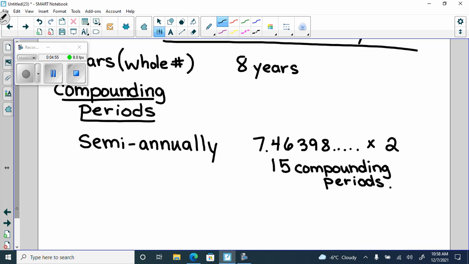What if I say compounds monthly? What would be the difference? I would take 7.46398 and multiply it by how many per year? 12. So type that in. Everyone's typing it in. I don't see your hands feverishly moving. Type away.